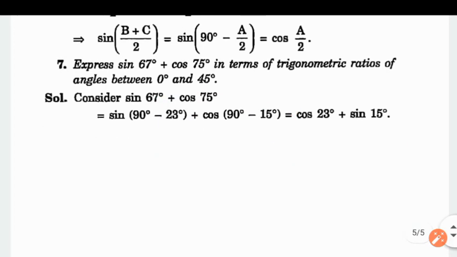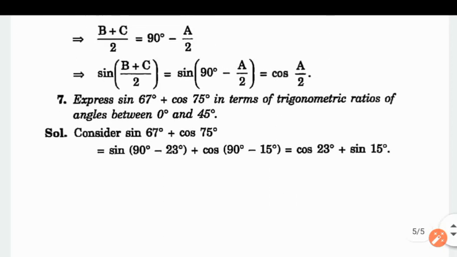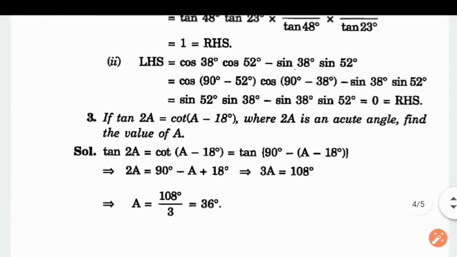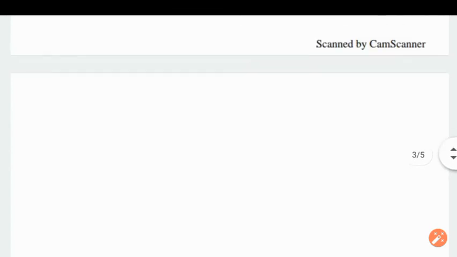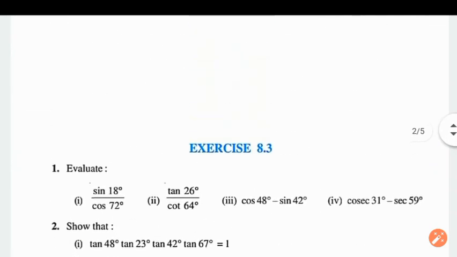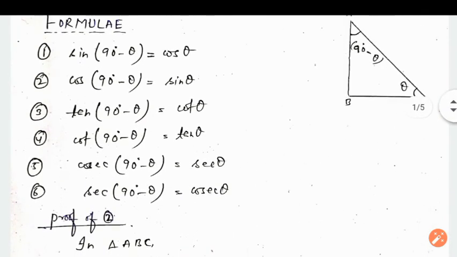So this is all about what we had in exercise 8.3, right? We have solved this exercise, and I do hope you have understood the concept of complementary angles, and that all these formulae are clear to you. Your task is to solve all the rest of the questions and those questions as well which I have solved. If you find any difficulties, you need to ask me.